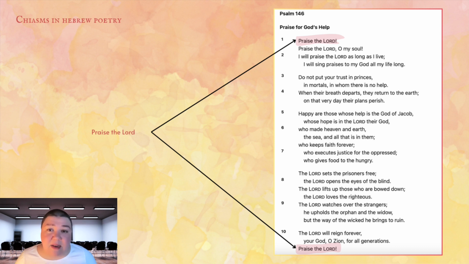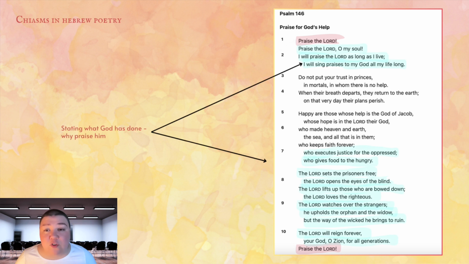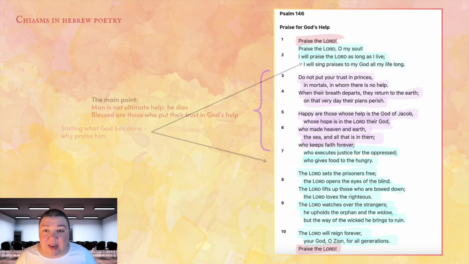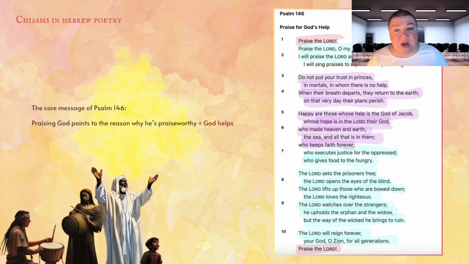Verse 1 and 10b: praise the Lord. Verse 2 and 7 to 10a: praise God for what he's done, stating the things God has done. And then at the center, verses 3 and 4 and 5 and 6: man is not the ultimate help. He dies. Blessed is he who puts their trust in God's help. So the praise is leading to the reason for that praise, the fact that God helps. That is the central point of Psalm 146.